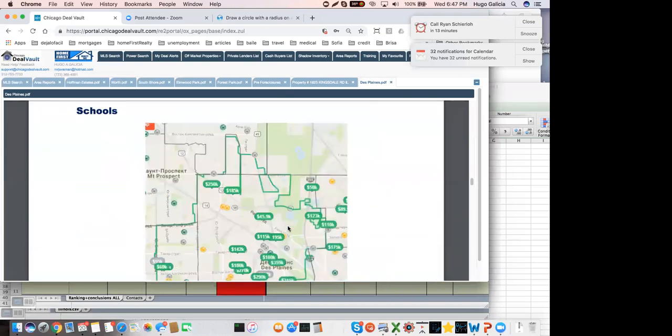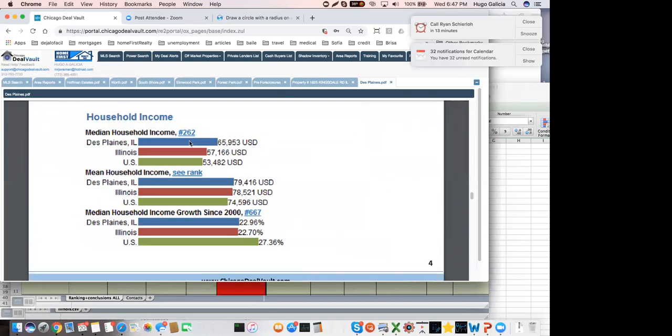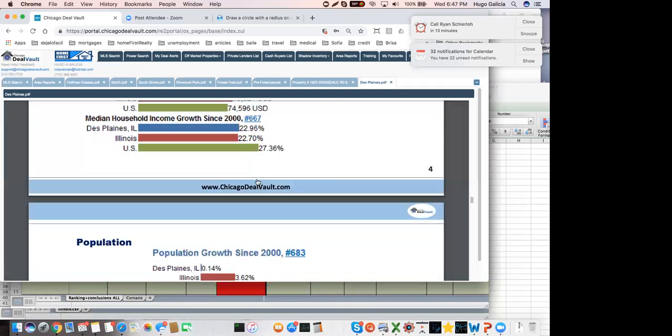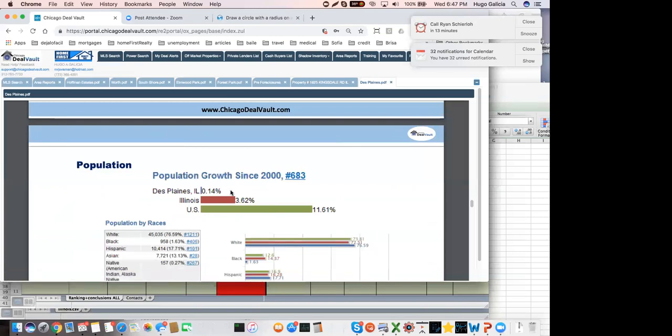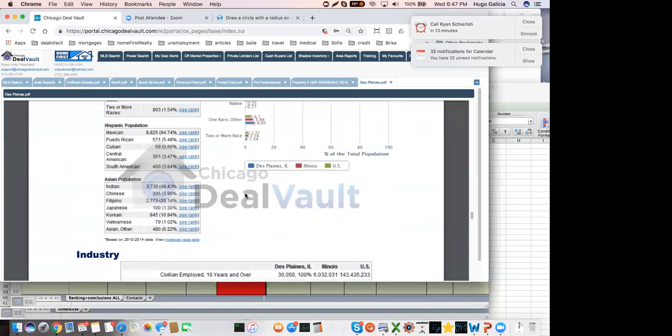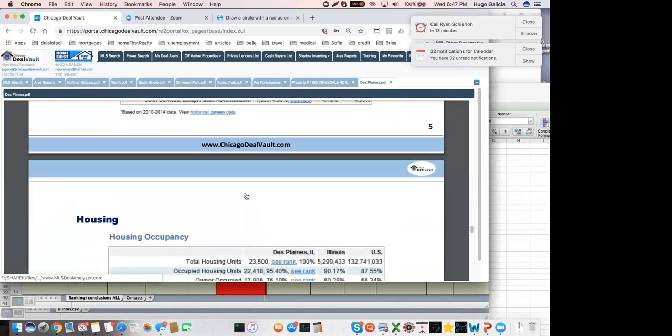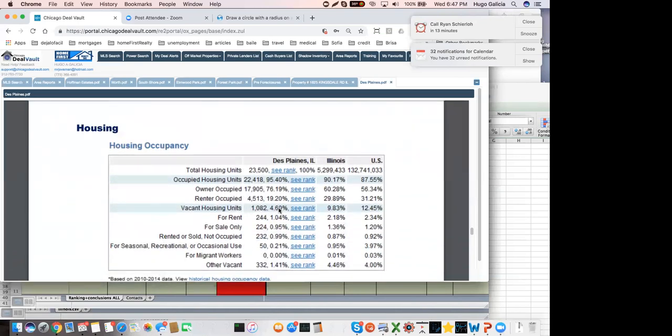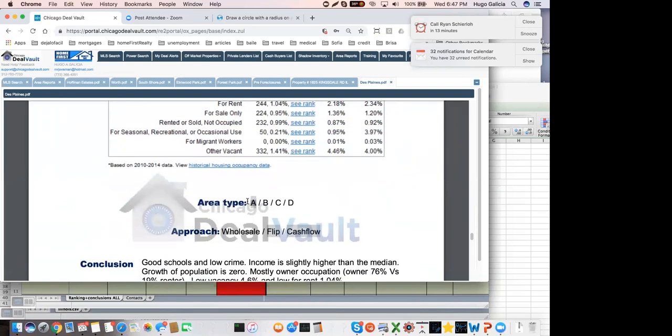So obviously this is a safe area. Schools are great. So now let's scroll down. The household income is greater, 65,000 compared to the median of 57. Population growth, this is stable. Okay, it's a stable area. Now let's look at the housing supply. So the vacancy is 4%. The renter occupancy is 19% and owner occupancy is 76%. So 76% is pretty high, right? There's a great ownership pride in here. This is an A area.